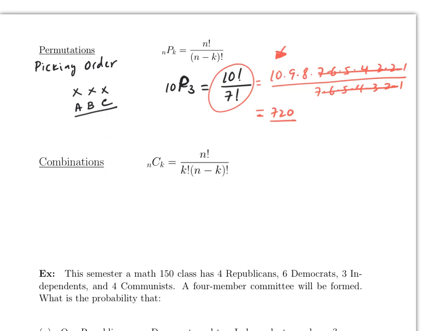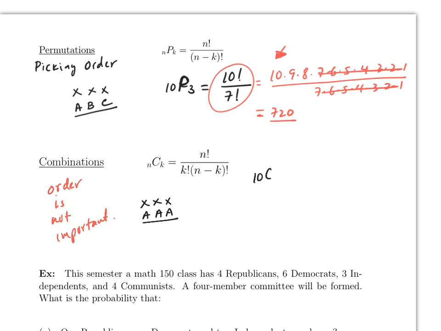Now the combinations is very similar. The difference here is that the order is not important, which means everybody will get the same thing. For example, let's say you pick again 3 people, but whoever you pick, all of them will get an A. It doesn't matter who gets selected first.